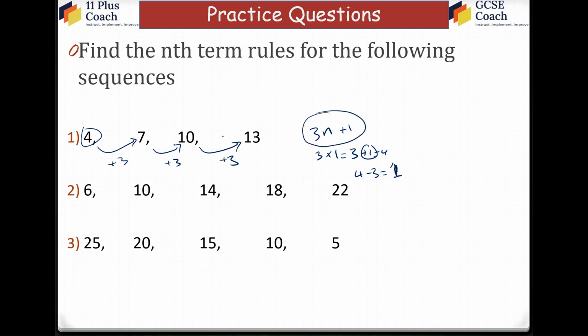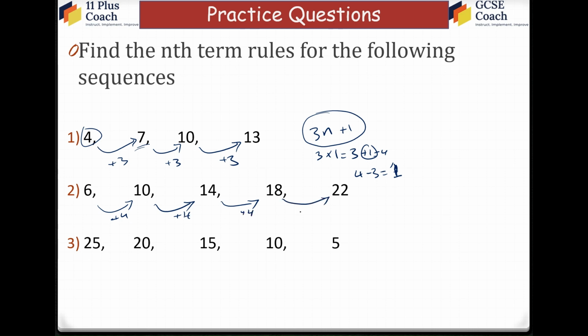And you can double check that. Let's say the second term, 3 times 2 will be 6 plus 1 is 7. And second term is 7 indeed, so it works. Hopefully you got that right. Next question, 6 to 10, add 4. 10 to 14, add 4. 14 to 18, add 4.